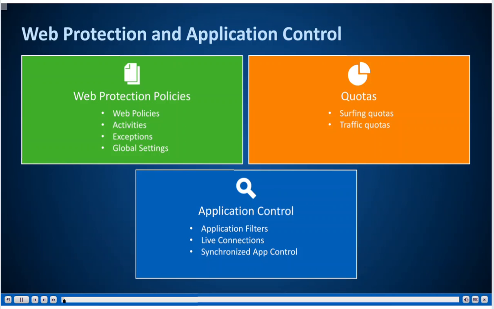Web protection and application control on the XG Firewall protects users from web-based malware and other threats such as social engineering, as well as restricting access to unproductive websites. In this module, you will learn to configure custom activities and use this to create web policies that have different rules based on a user's identity. We will also cover creating and applying application filters and how to categorize applications using synchronized app control.